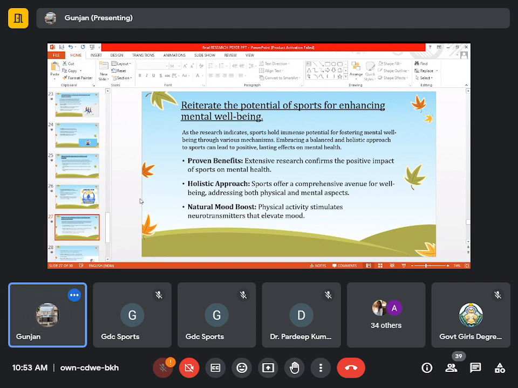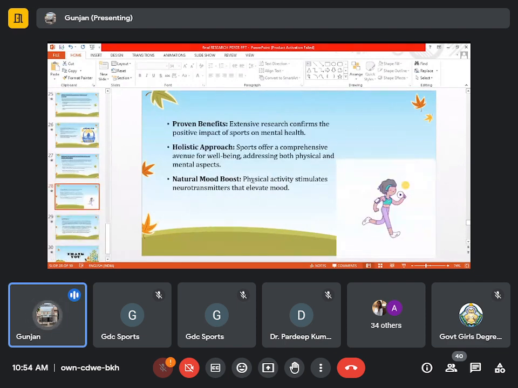Proven benefits. Extensive research confirms the positive impacts of sports on mental health. Holistic approach: sports offer a comprehensive venue for well-being, addressing both physical and mental aspects. Natural mood boost. Physical activity stimulates neurotransmitters that elevate mood.